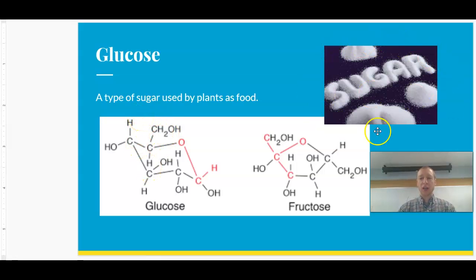The sugar you're thinking of that you use every day is called fructose. Have you ever heard of high fructose corn syrup? That's fructose. But the sugar that plants make is called glucose, and it's a little different. It would not be delicious to you. Okay, so glucose is plant food. So instead of saying plant food from now on, we're going to say glucose. So go ahead and write that definition down and move on to the next slide.